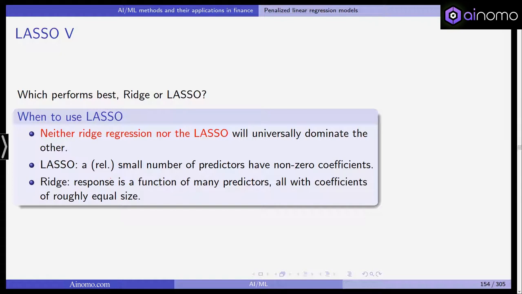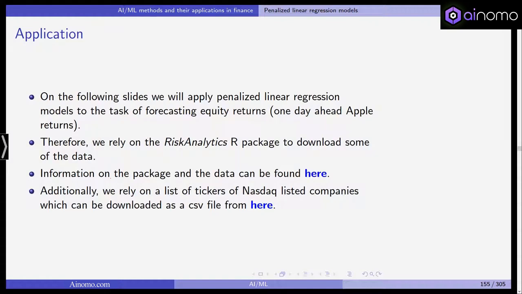You should use ridge regression if the response is a function of many predictors, of let's say all 100 or 1,000 predictors, and all coefficients are roughly of equal size. Then you should use ridge regression. Okay, so next we'll have a look at the application of these models in practice.